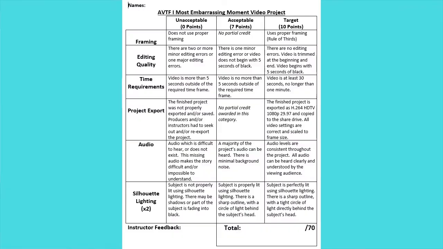So for this project, you will write a script telling your most embarrassing moment. Then you'll set up silhouette lighting in the Imagination Station studio, and you will record the video of yourself telling the class that most embarrassing moment. We're going to watch some example videos, which will help this make a little bit more sense as you get started. But first, I want to take a look at the rubric. Here's how you're going to be graded for this project.